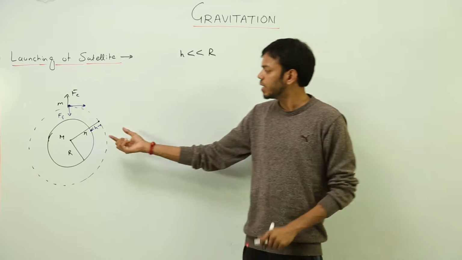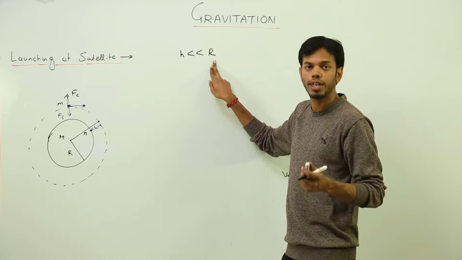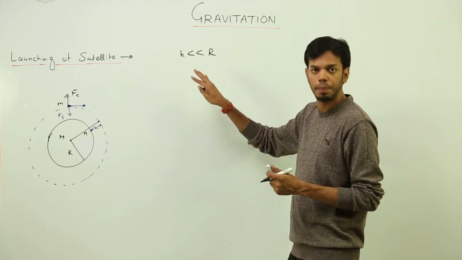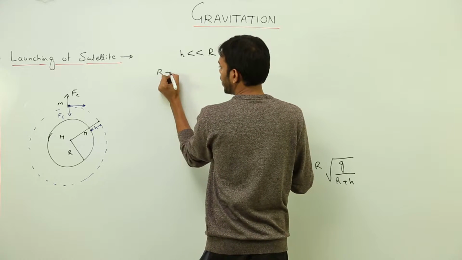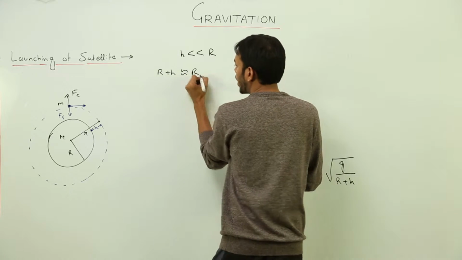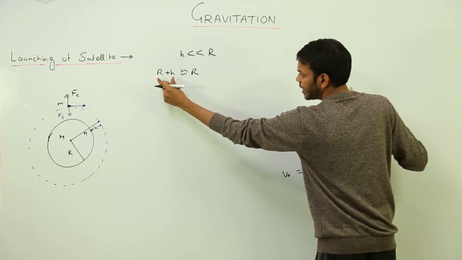So what I'm taking is h, which is less than the radius of Earth or the radius of that planet. Now consider this: h is a few hundred meters, whereas r is 6400 kilometers. So there is no size comparison. That is why if I take this value r plus h, it will become almost equal to r only. So I put r plus h almost equal to r.